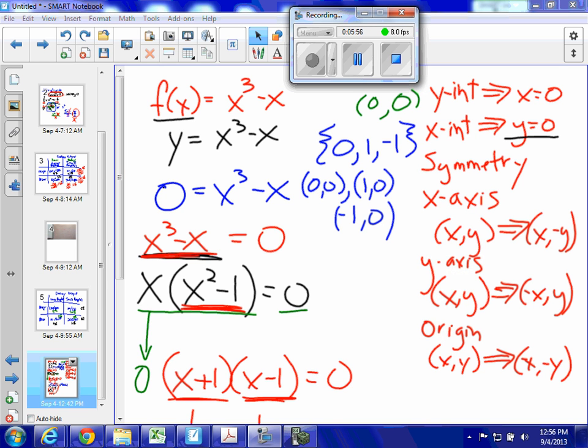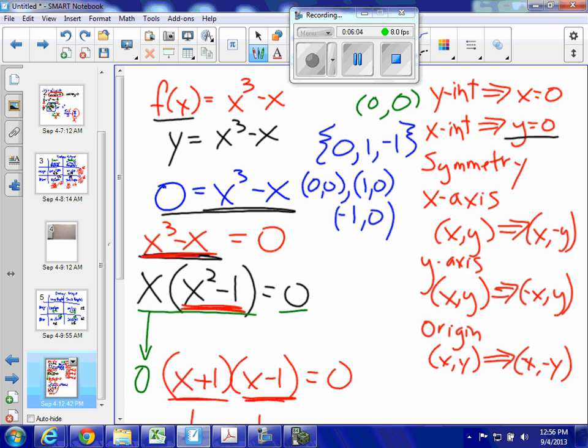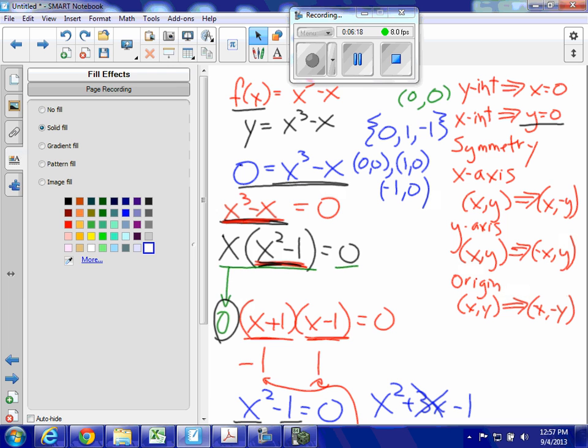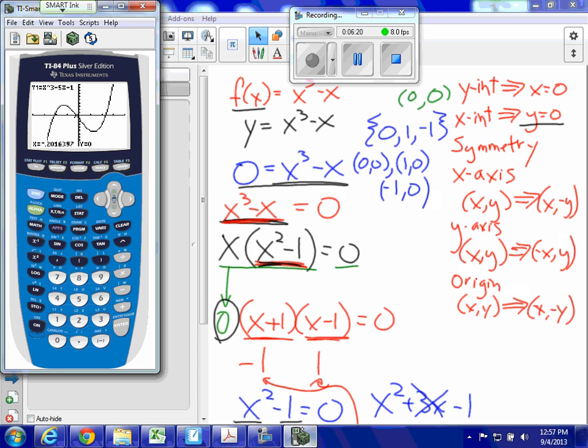Now, I want to point something out here, because it is not uncommon for people to forget their algebra a little bit, and once they solve this and they find out that 0 works, they just stop right there. And they forget about either factoring this, or they don't know how to proceed. So this is where you really want to double check your work with your calculator.